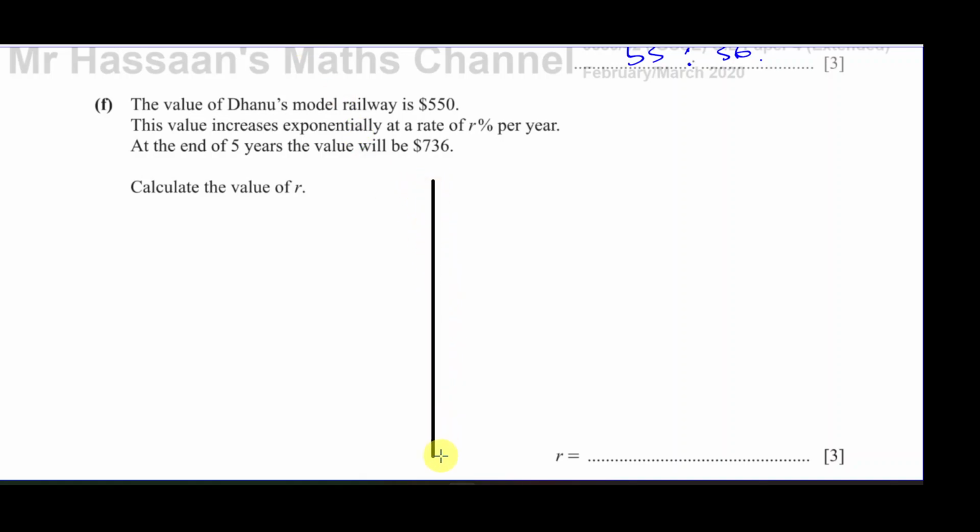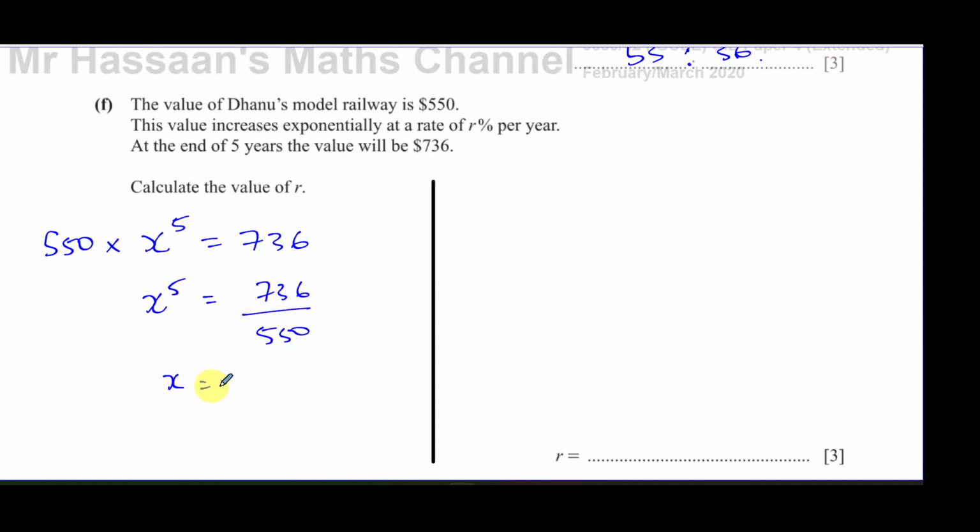So there are two ways to do this question again. One way is to do it using the understanding that this is an exponential increase. So we can say that the value that it was, which is 550, was multiplied by a multiplying factor, which we don't know. I'm going to call it X, and in the end we'll find out what R is. X for a number of years, which was 5 years, and that gave us the new value, which is $736. So we can say that the multiplying factor to the power 5 is 736 over 550. So X is going to be the fifth root of that.